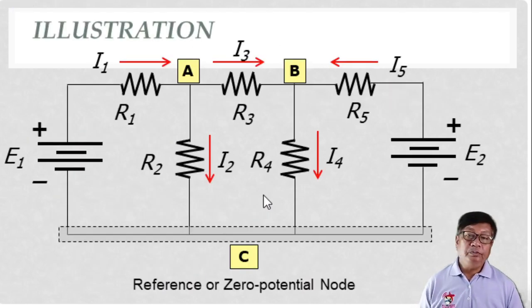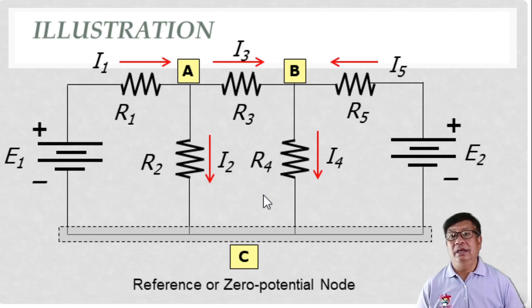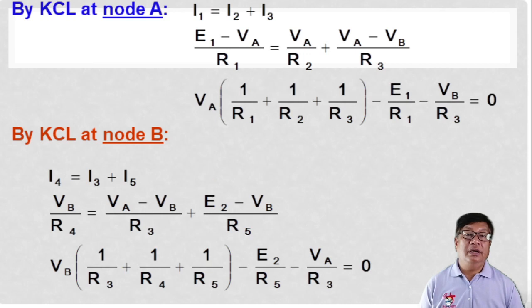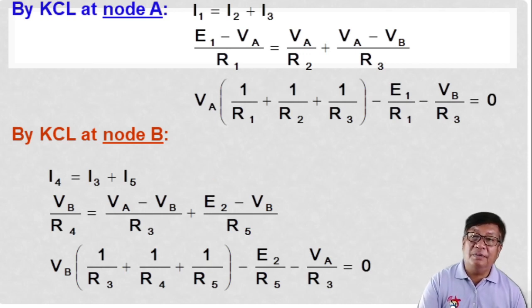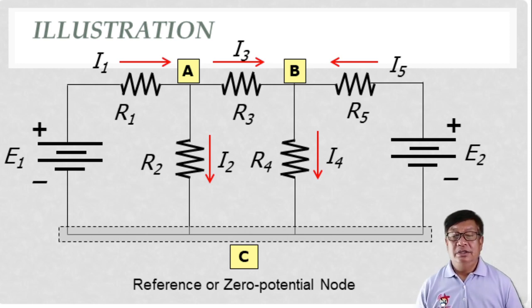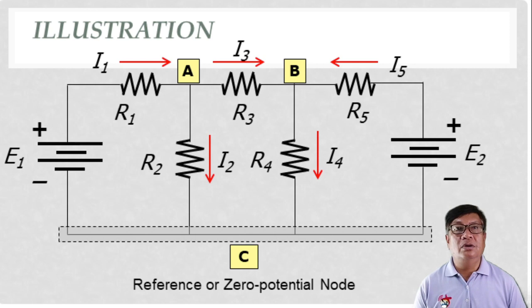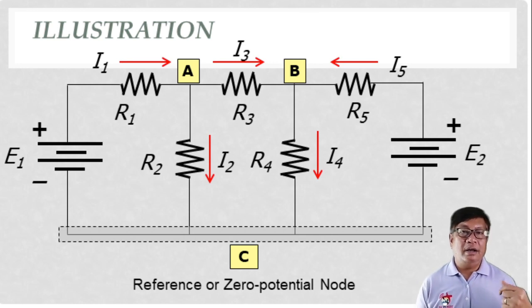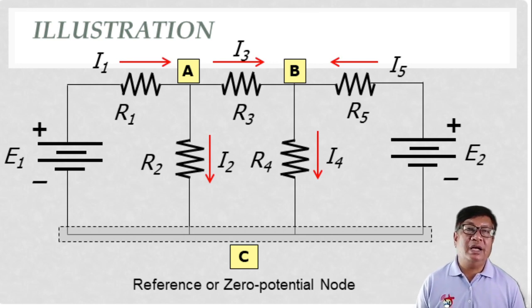So let us try to analyze the circuit and apply Kirchhoff's voltage law and Kirchhoff's current law. First, let us apply Kirchhoff's current law at node A. What happens here at node A? Just to recap, Kirchhoff's current law states that the summation of currents in a junction, entering and leaving, is equal to 0.